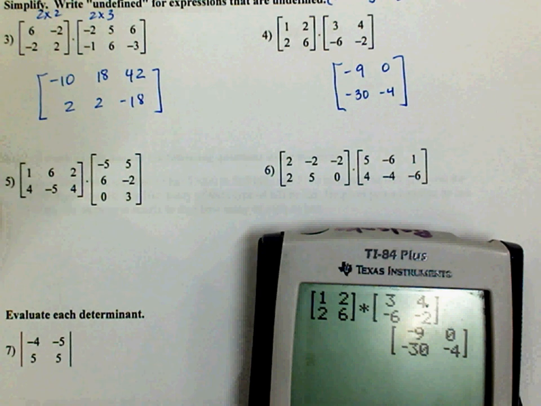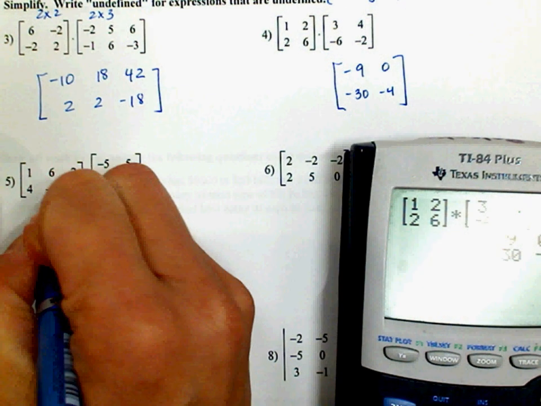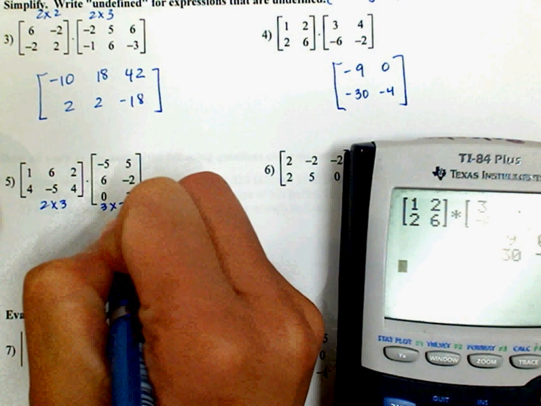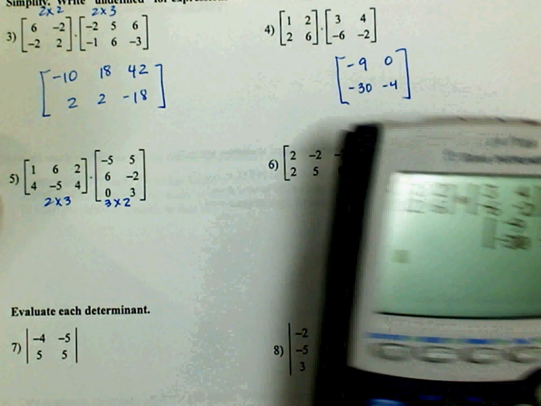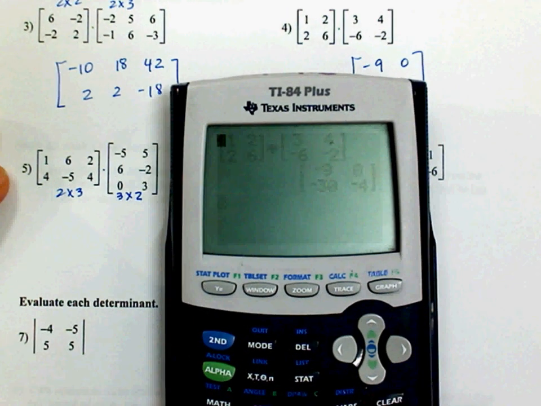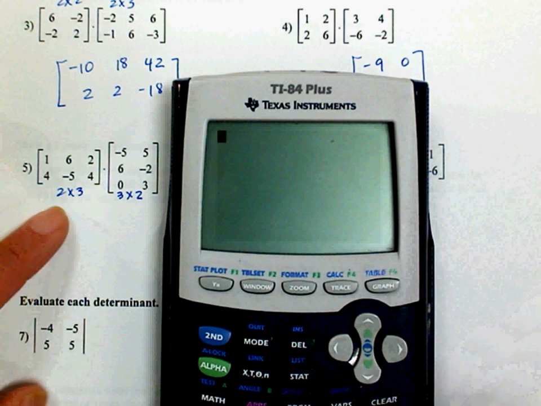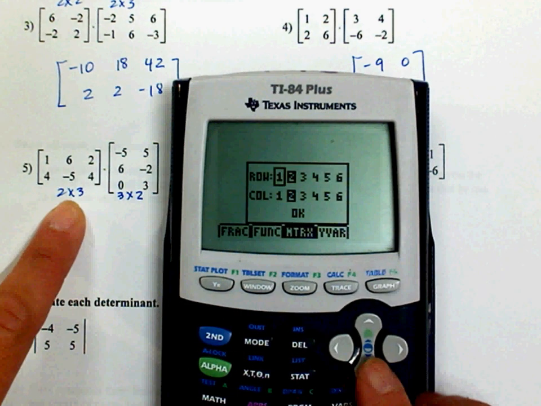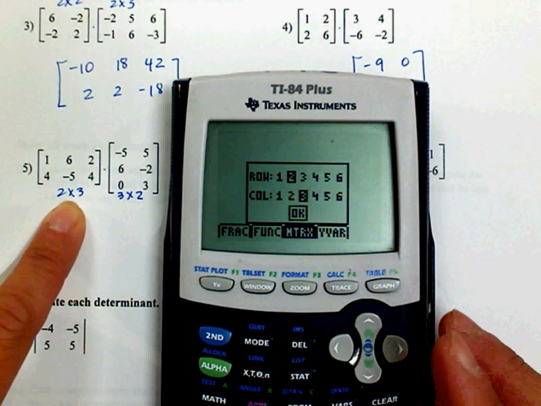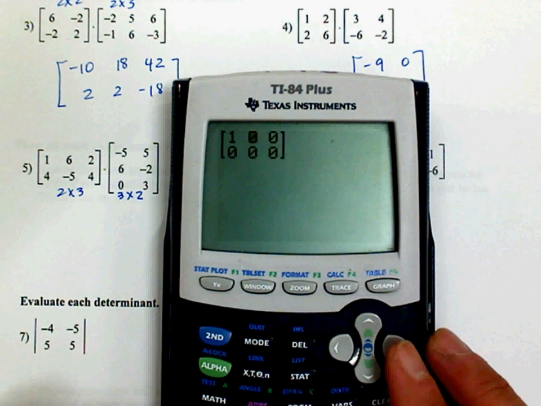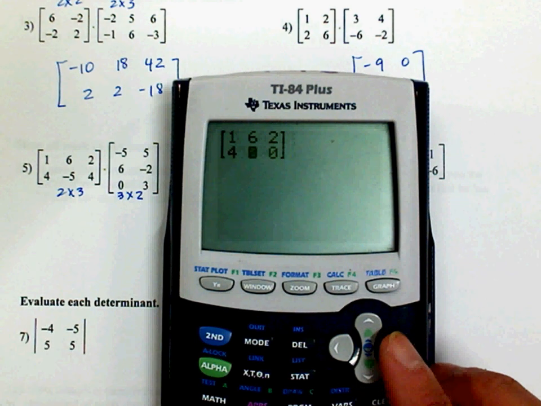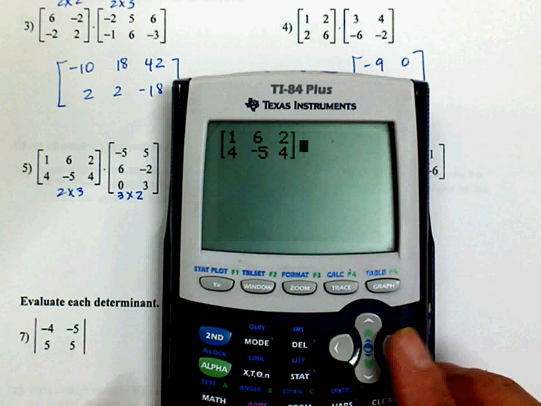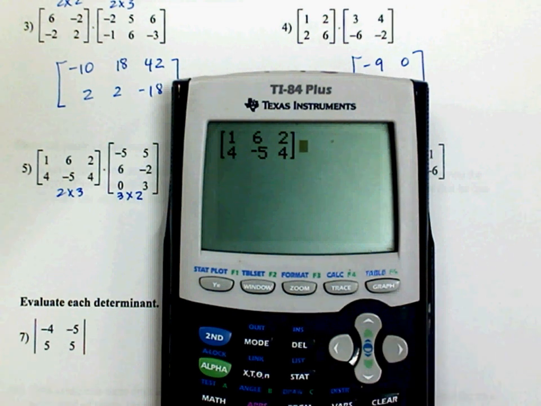Alright, let's go to number 5. This is a 2 by 3. This is a 3 by 2. So your new dimension should be a 2 by 2. I'm going to clear this just so you can see. Alpha zoom, 2 by 3. Remember it's rows by column. 1, 6, 2, 4, negative 5, 4. Notice I use both my hands. Okay? You can do that too.